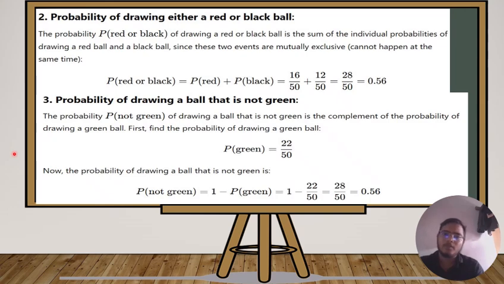How many balls are black? 12 balls. The total number of balls is 50. By calculating we can get 0.56.